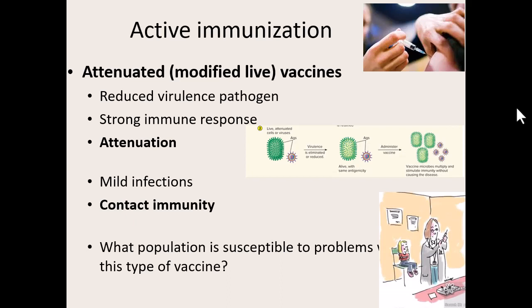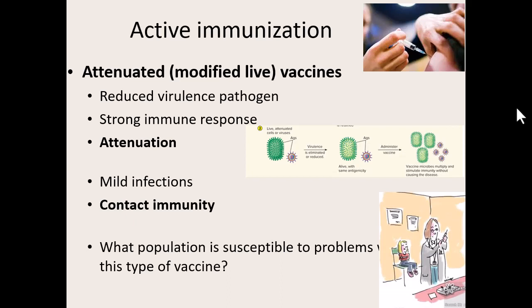Attenuated means something has a reduced virulence. And you're like, what does that mean? Virulence means it can cause disease. So if you have a reduced virulence, that means that is a pathogen, an organism that is now less likely to cause disease. It is still a living organism. So you may be given a live virus, viruses are not technically alive, but it's been changed somehow that it can no longer cause disease.